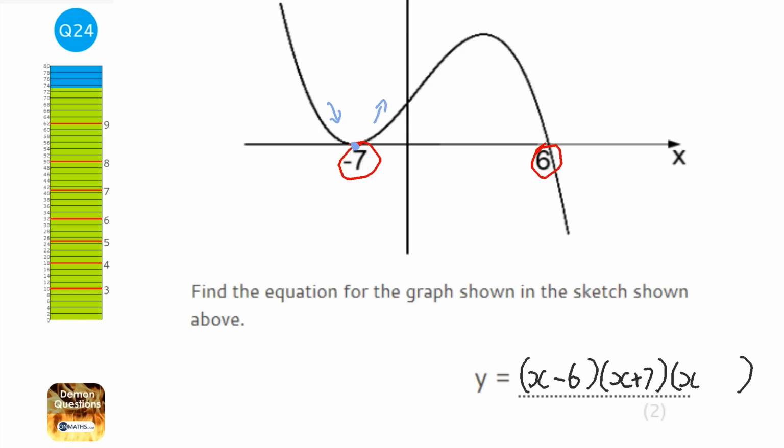And if you have a look at here, we've just got 1 solution because it just goes through once. So when it turns on the axis, it gives us 2 solutions. So there are 2 lots of x plus 7. So a bit of a unique situation, that, but it's useful to remember.